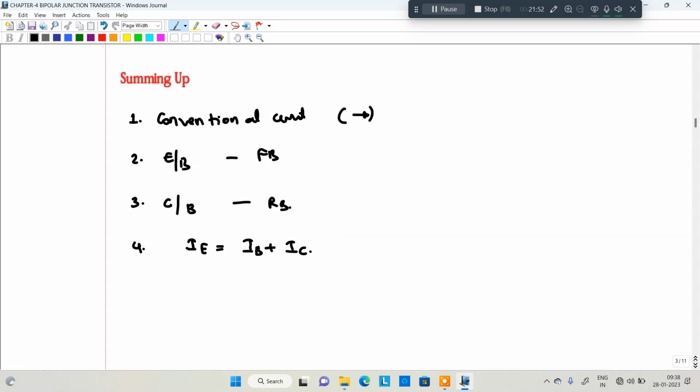In the next class, we are going to discuss transistor configurations as well as leakage current and thermal runaway. Then we will end this particular chapter.